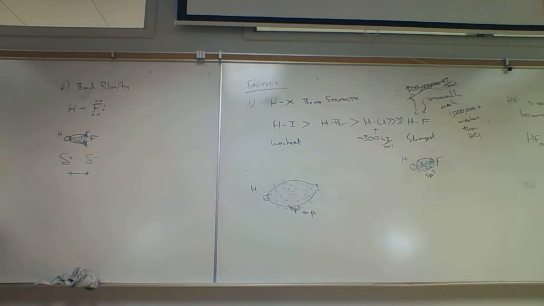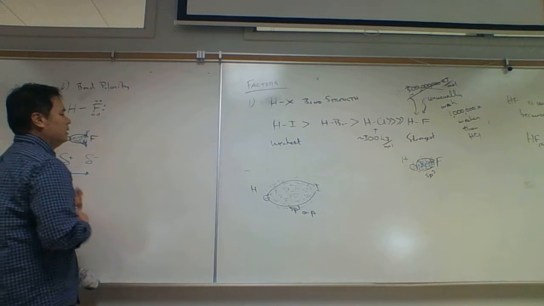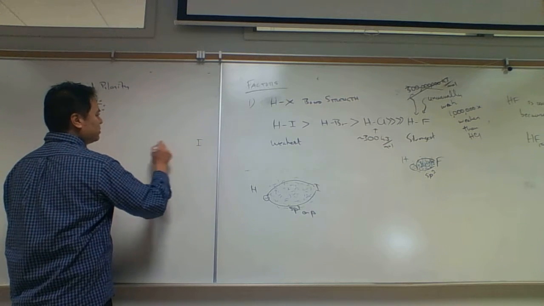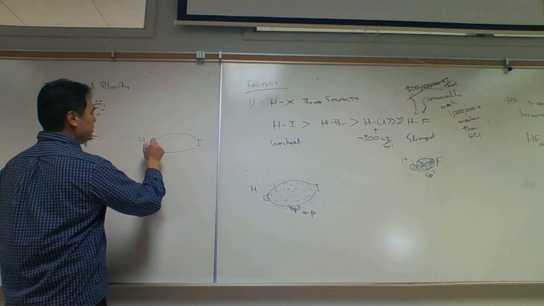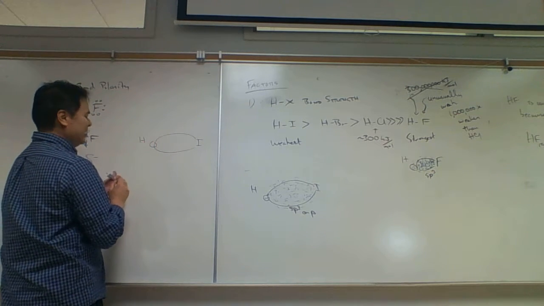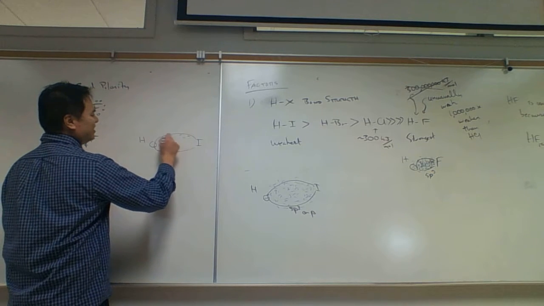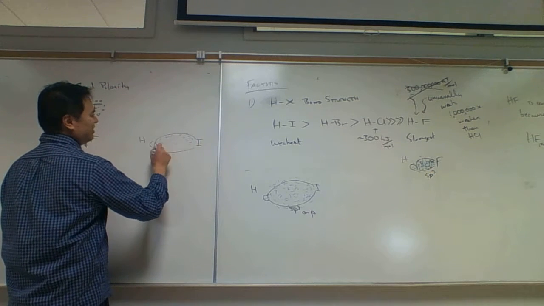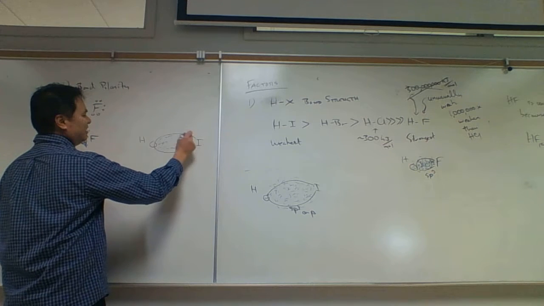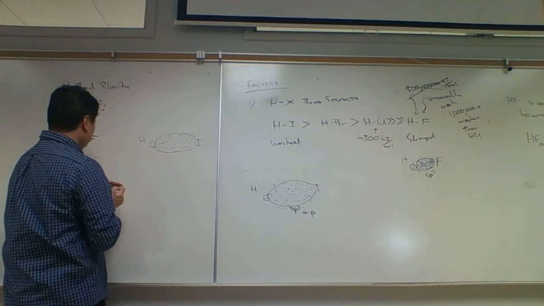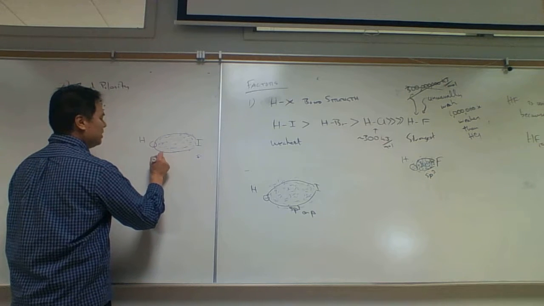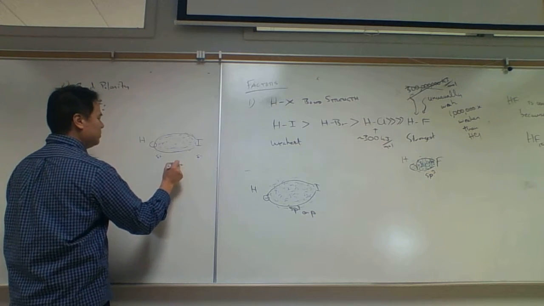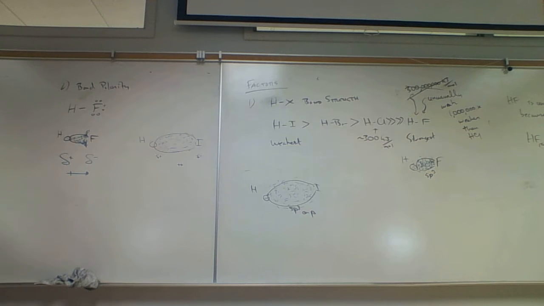In HI, there's a much smaller difference in electronegativity. And so in HI, it's much more symmetric. And so this generates very small delta minuses and delta pluses and very small bond dipoles compared to here.